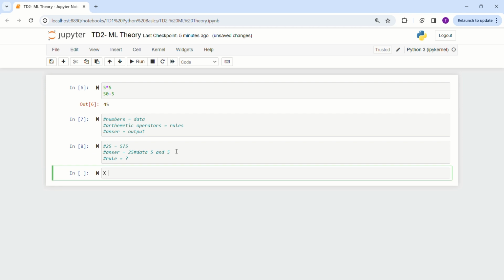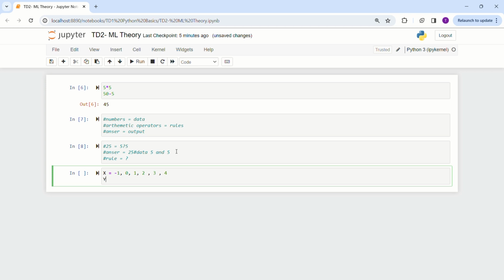X is equal to -1, 0, 1, 2, 3, 4, and then Y is equal to -3, -1, 1, 3, 5, and 7. So I'm going to pause right here. Do you notice a pattern? And what pattern did you notice?